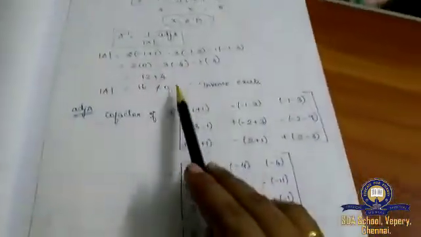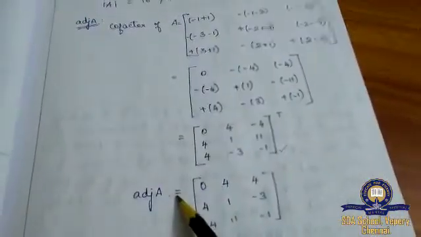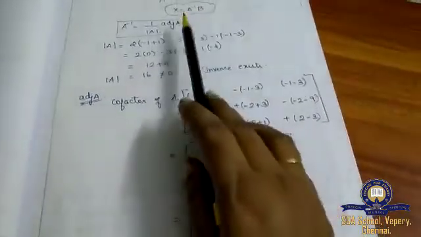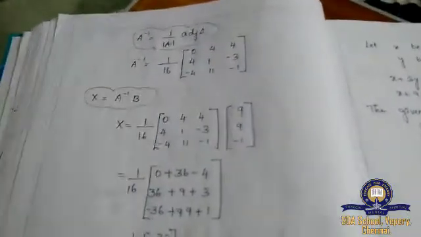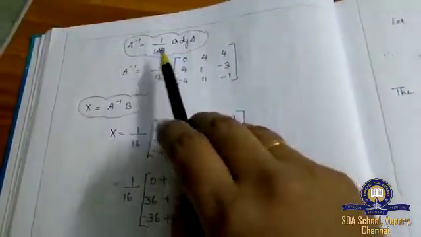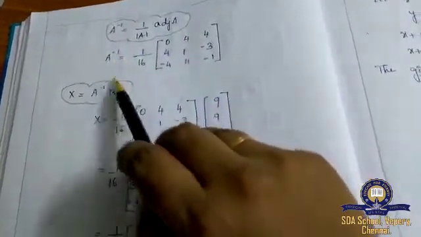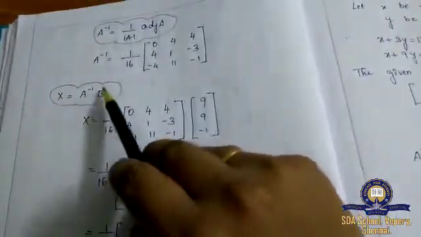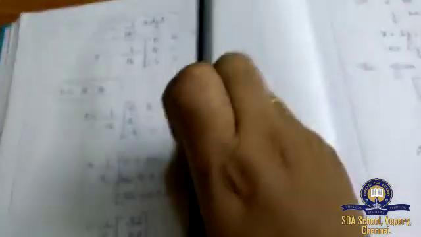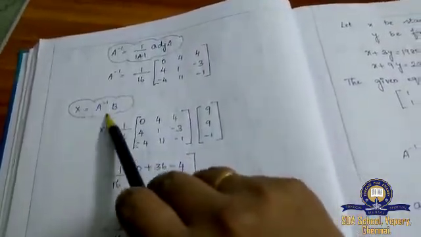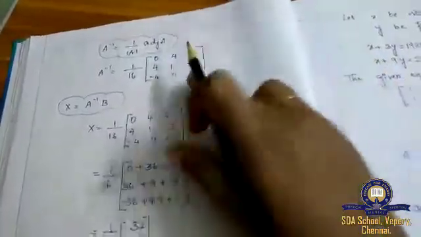Now I have both determinant A and adjoint of A. Next step is what? I'm going to substitute the values in A inverse. I have substituted my determinant value and adjoint of A in my A inverse. So what is the main formula? X equal to A inverse of B. So I'm going to substitute everything in the X value. So X equal to A inverse value, which is the whole thing, so I've written it here.